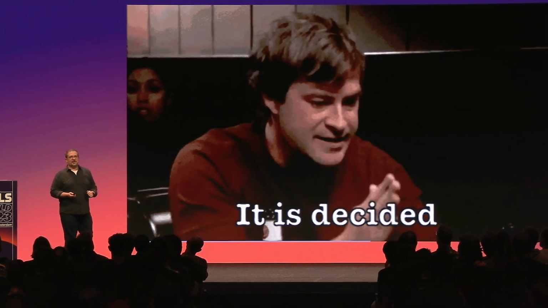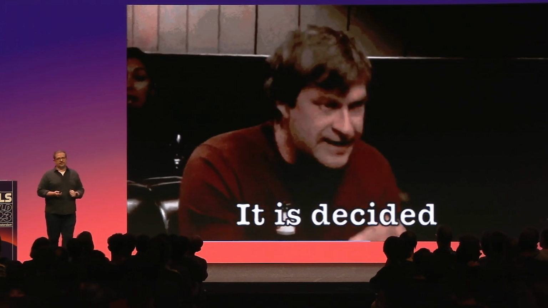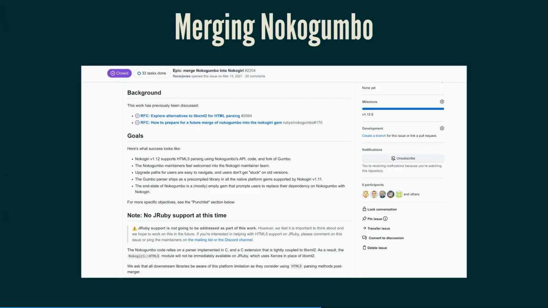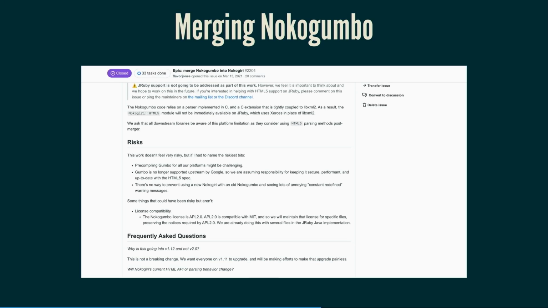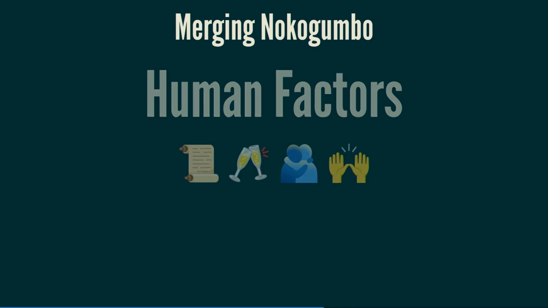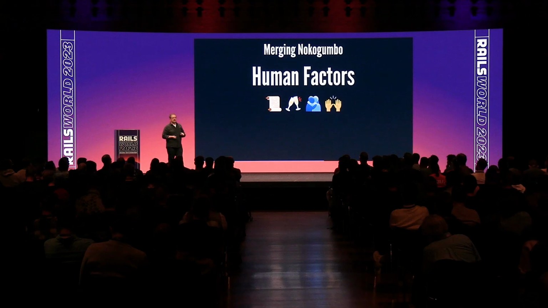It was decided. We all decided we're going to merge these gems. And one of the reasons we were going to merge them was so that we could pre-compile NogGumbo as well, because by this time Nokogiri had been pre-compiled. So I opened up an epic to track all of the work that had to go into merging the gems, both technical and human. And I wanted to talk about the human factors for a minute. I wanted to make sure the NogGumbo authors felt welcomed and didn't feel like they were losing a thing by merging their gem into Nokogiri.